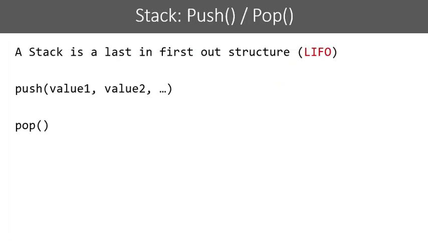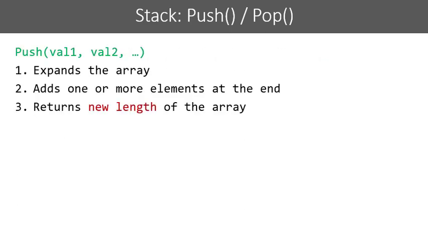We can use an array like a stack in other languages. A stack is a last in, first out structure. It allows two operations. You can add new elements after the last element, or you can remove the last element. The push method is used to add new elements. It does three things. It expands the array to make space for new elements, then adds one or more elements at the end of the array, and finally returns the new length of the array.